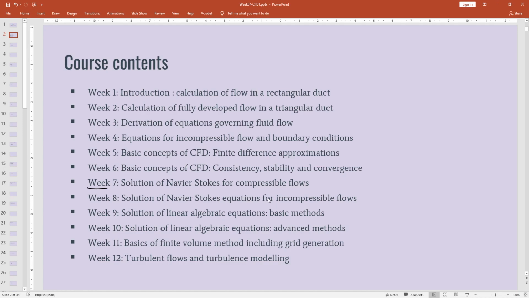In week seven's video lectures, you might have learned solution methods for the Navier-Stokes equation. Also, two new implicit methods, the McCormack method and the Beam-Warming method. Also, the concept of how we can do it for compressible flows, as well as incompressible flows. So, these were the main takeaways from week seven's lectures.